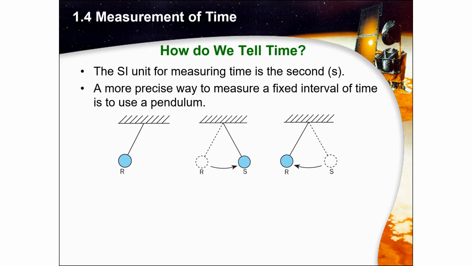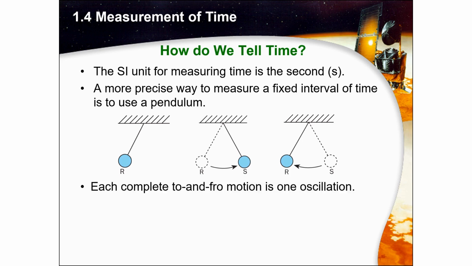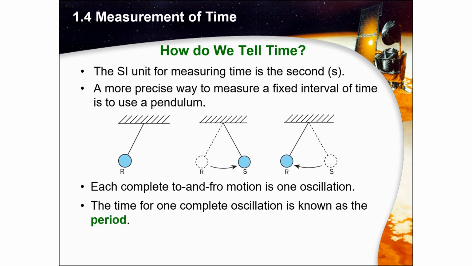How many times does the pendulum move from the starting point R to S and then go back to R? When it goes from R to S and back to R, we call it 1. One what? One oscillation, one complete to and fro, that means R to S, S to R. That is what we call one oscillation.